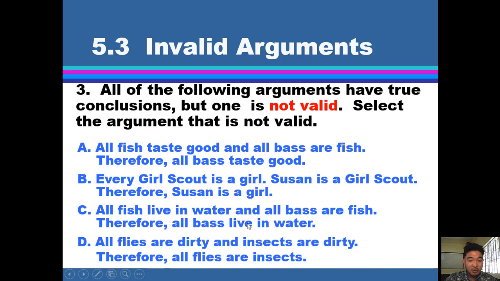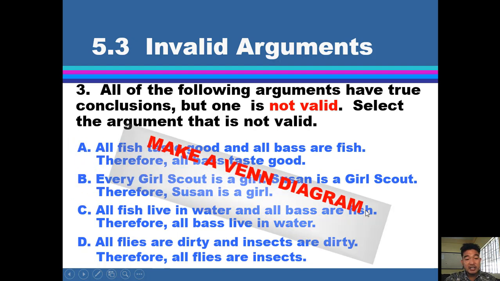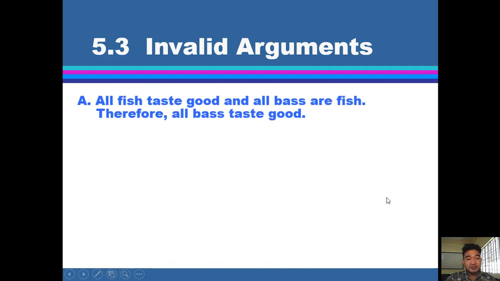All fish live in water and all bass are fish. Therefore, all bass live in water. All flies are dirty and insects are dirty. Therefore, all flies are insects. Make a Venn diagram for each. Okay, gawa kayo ng Venn diagram dyan para makita nyo, no?